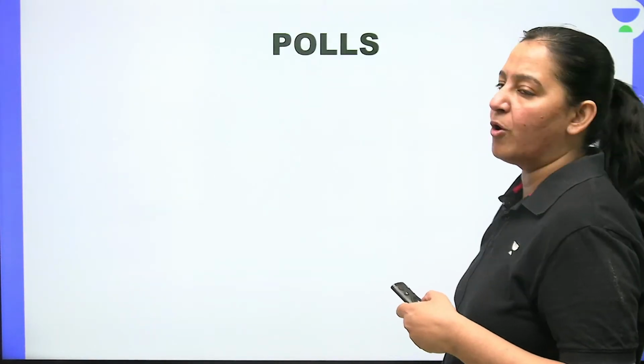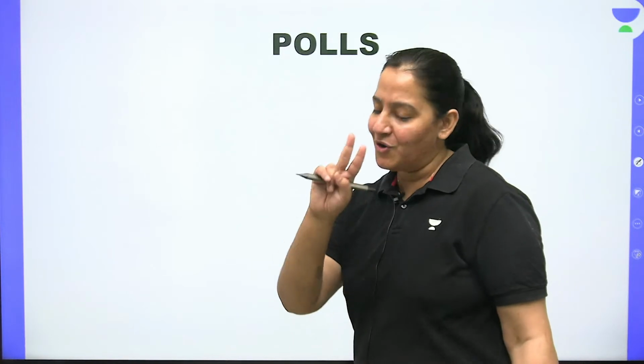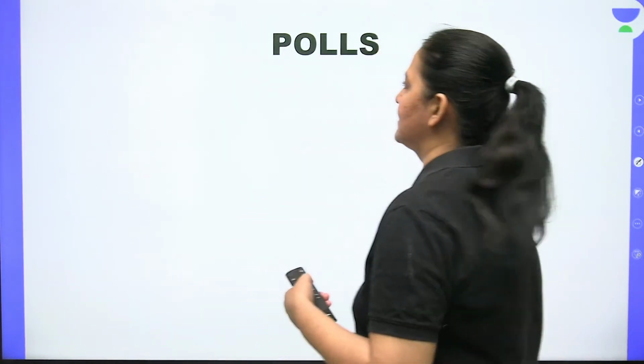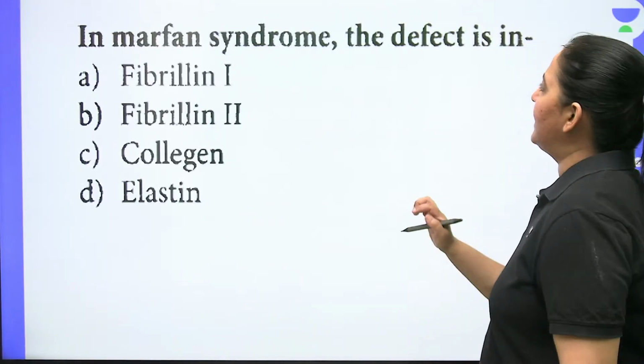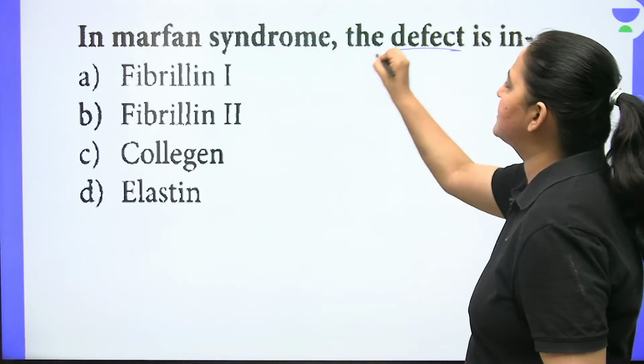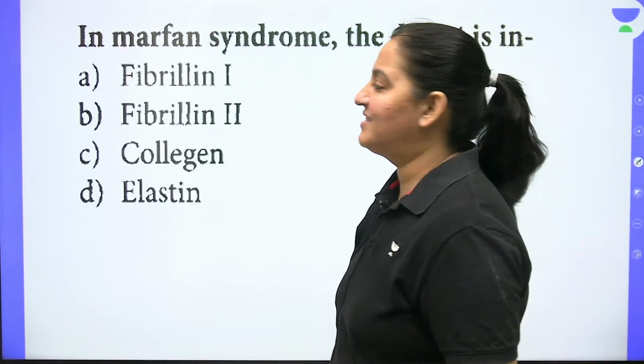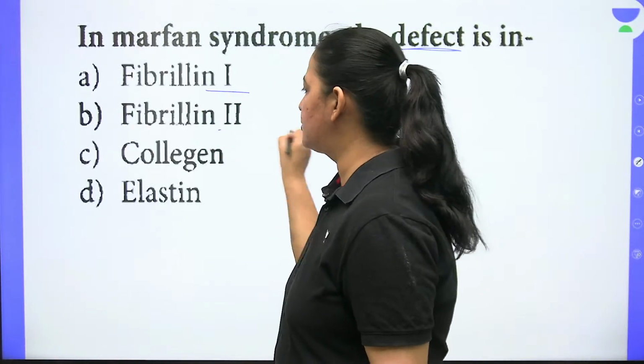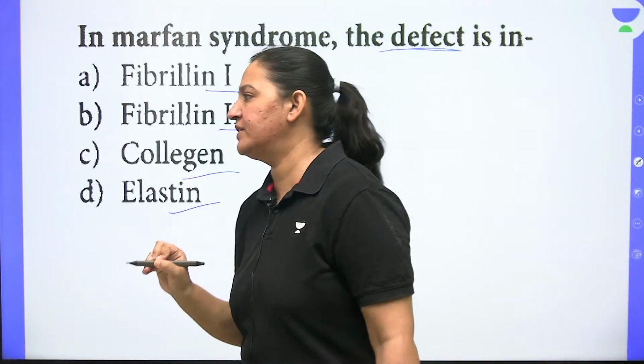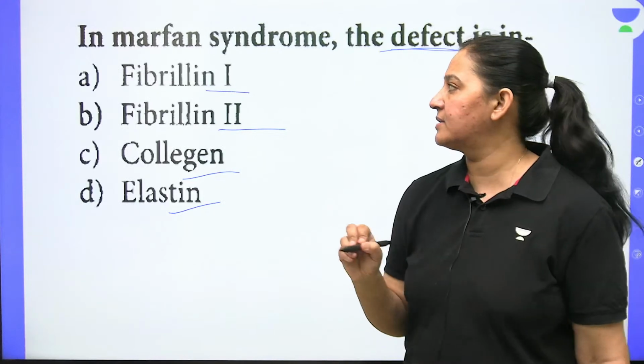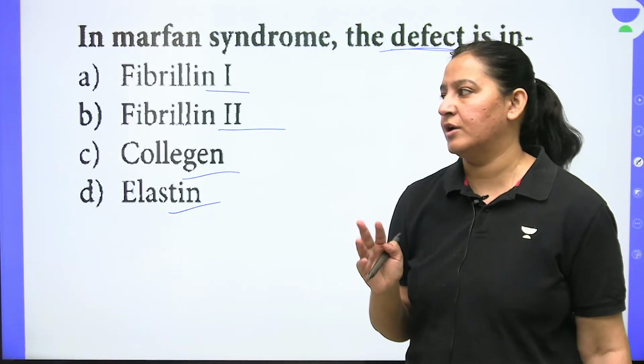Now I would like to launch some polls based on Marfan and based on neurofibromatosis 1 and 2. You please answer if you have understood it. You tell me the name of the defect, the gene which is defected in Marfan. Is it fibrillin 1? Is it fibrillin 2? Is it collagen? Is it elastin? Who will tell me the correct answer?